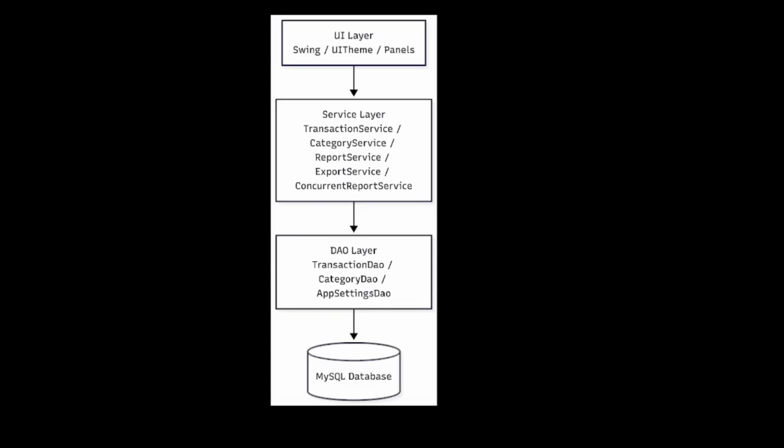This is my personal expenses tracker application developed in Java for the OOP2 module. The application allows the user to manage income and expenses, organize them by category, generate reports, export data, and apply user settings such as language and currency. The system uses a layered architecture with UI, service, DAO, and model layers, and it stores data persistently in a MySQL database locally.